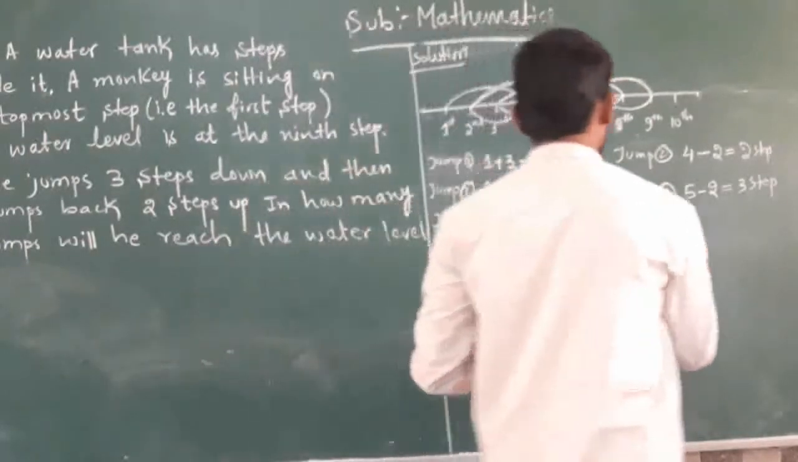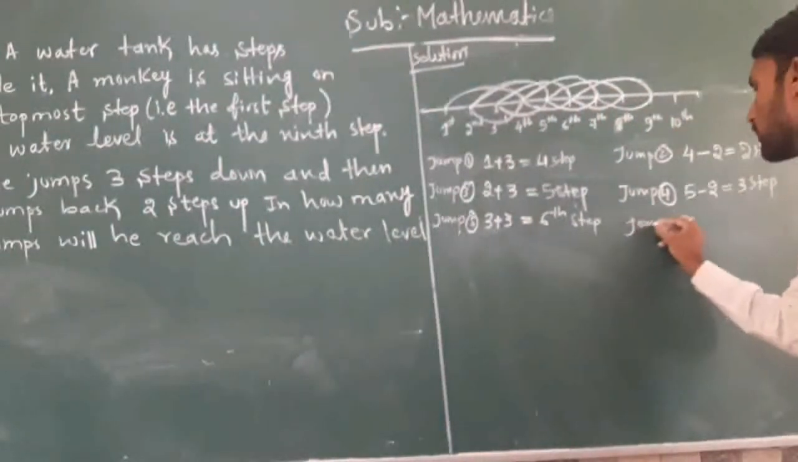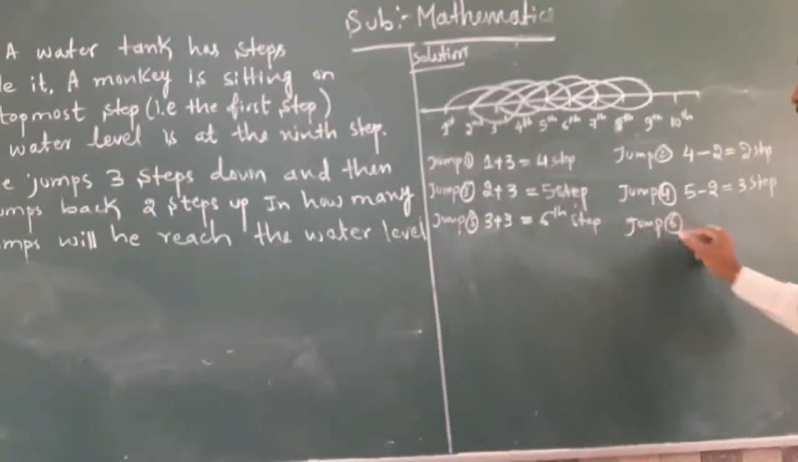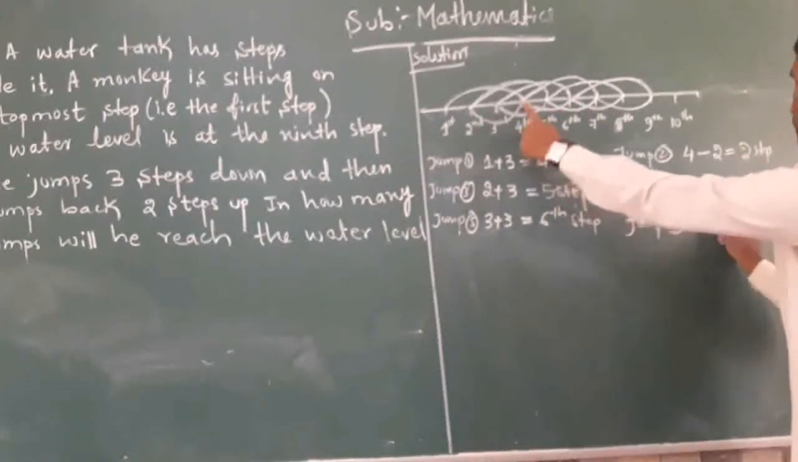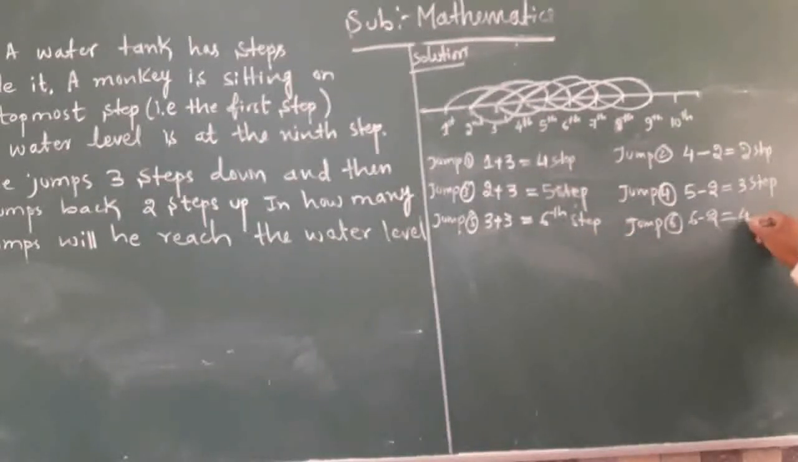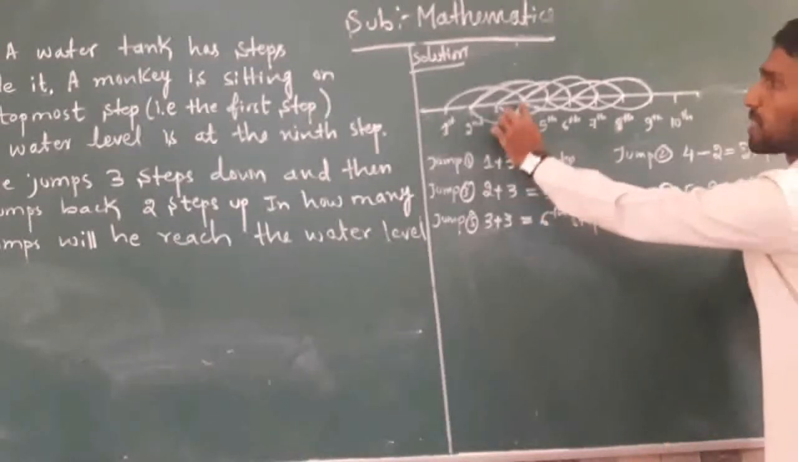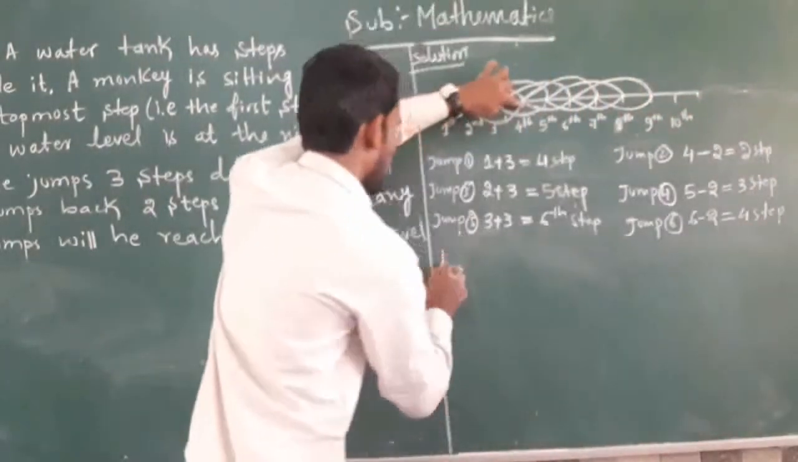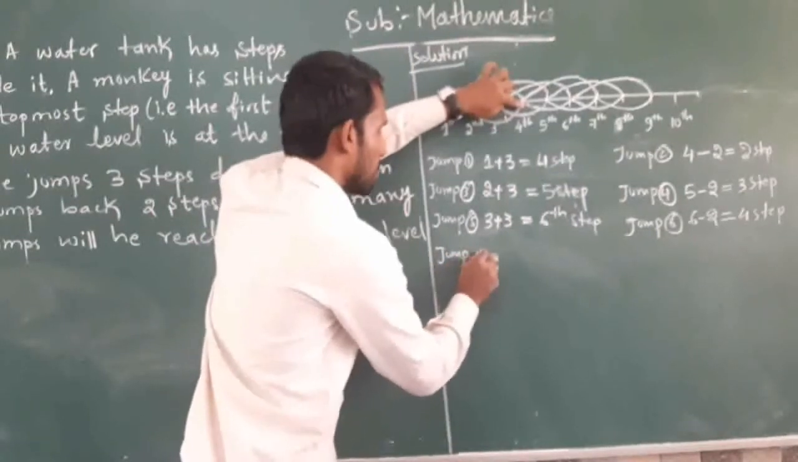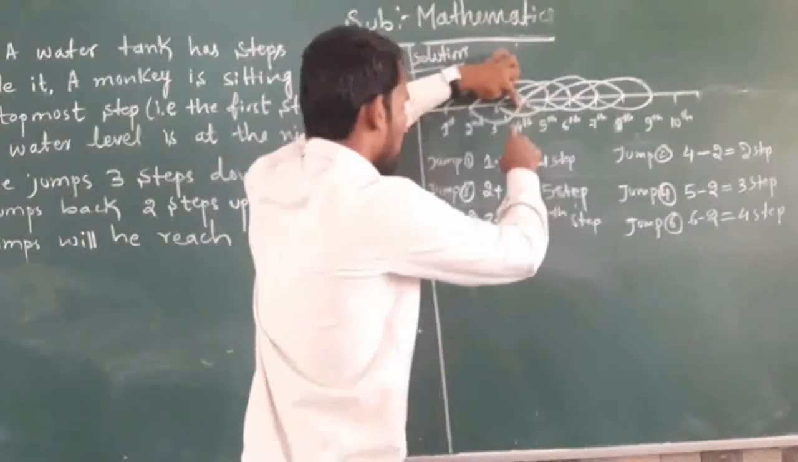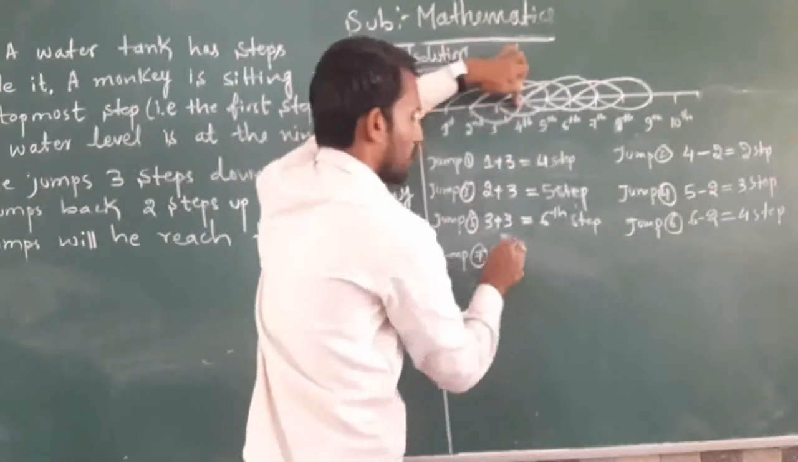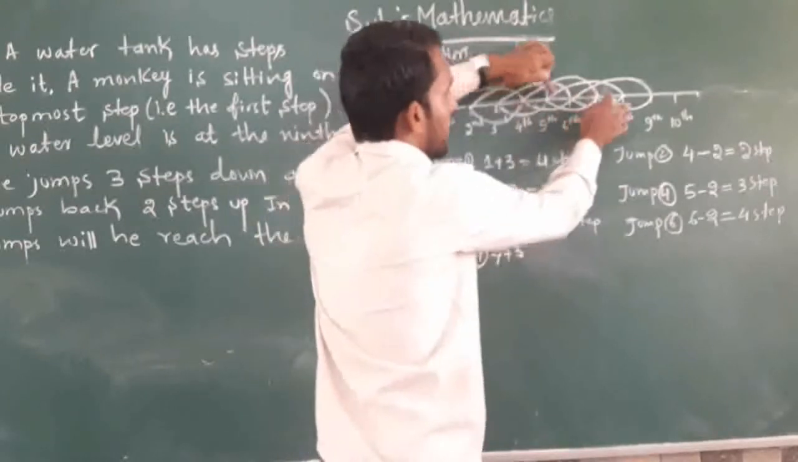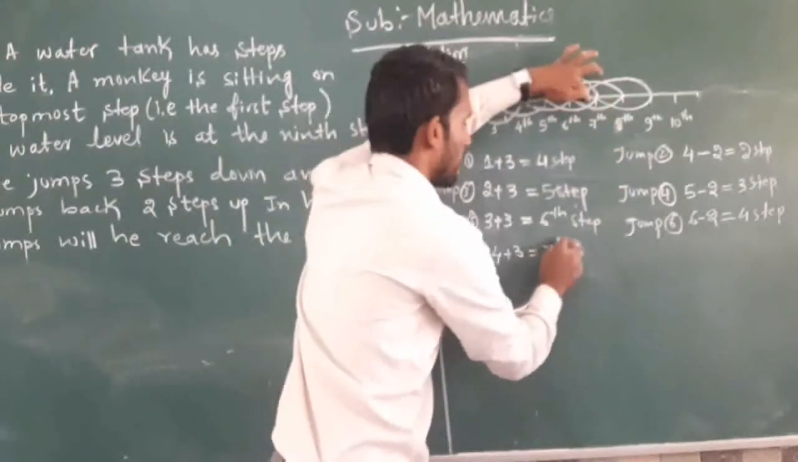Next is jump number 6. The monkey is at the 6th place, and jumps 2 back, so 6 minus 2. What is the answer here? The 4th step. The monkey is at the 4th step. Next, jump number 7: from 4, plus 3, 1, 2, 3. So the answer is the 7th step.